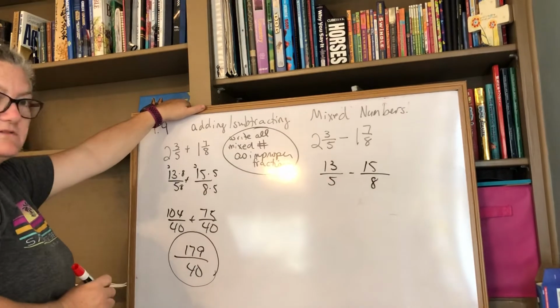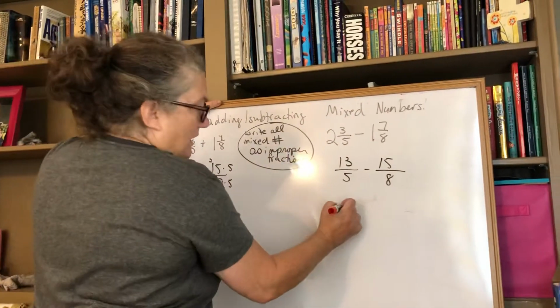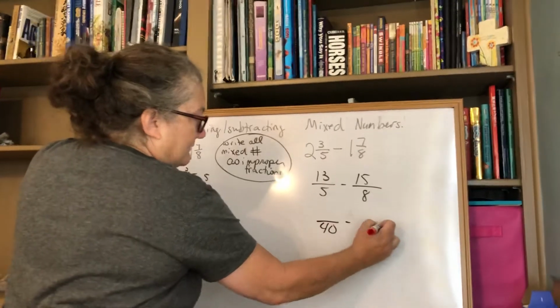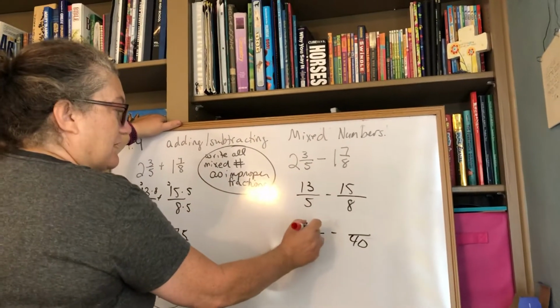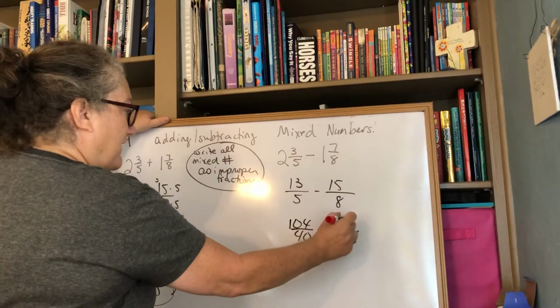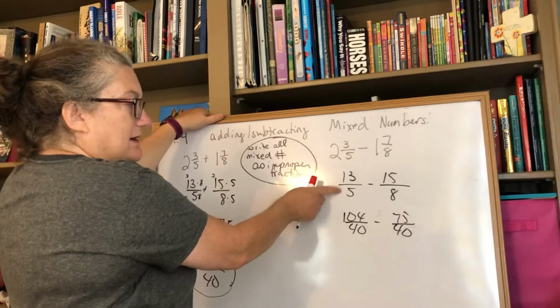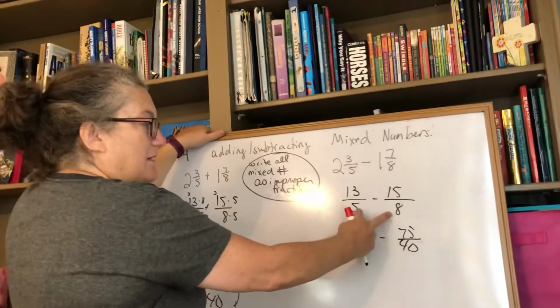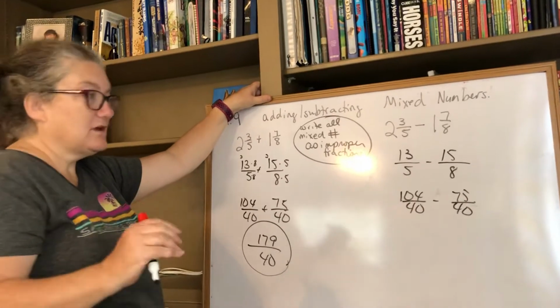Uh-oh. Are we going to be able to subtract this? We'll find out in a second, won't we? So we get common denominators, 40. We already have the same problem, so I can just look over here. This is 104, and this is 75. So we can subtract them. So don't get too worried right here until you get common denominators. You cannot add or subtract any fraction until you have common denominators.